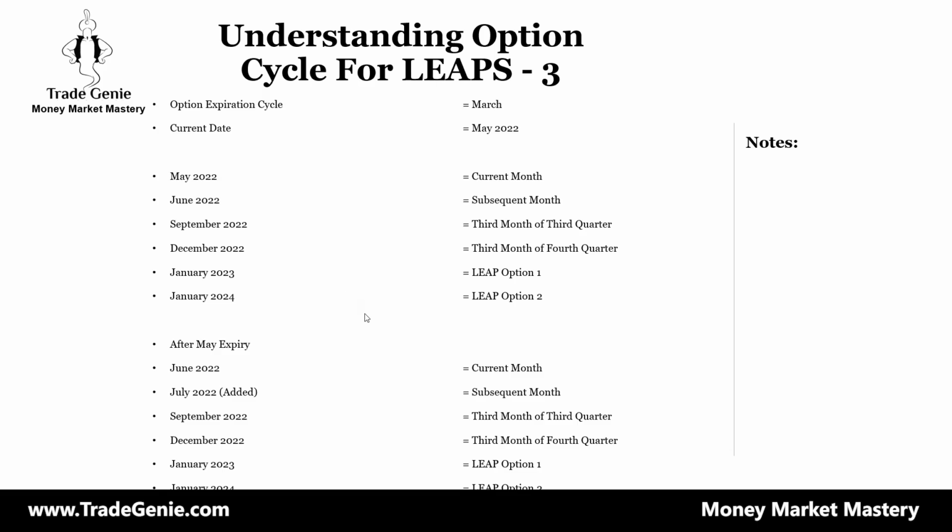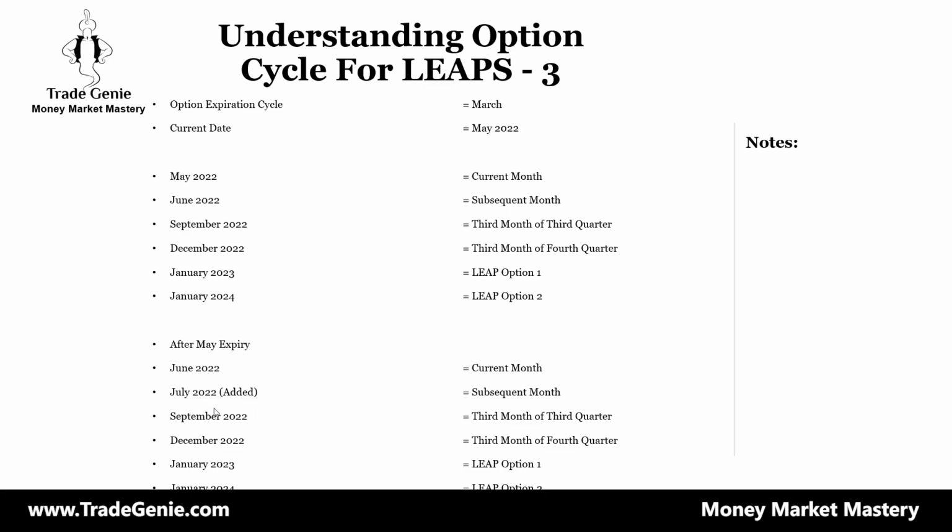Now, what happens when May expires and June comes? June of 2022, which was the subsequent month, becomes the current month. When June becomes the current month, we need a subsequent month. So the subsequent month is July, and July will be added as part of the options.